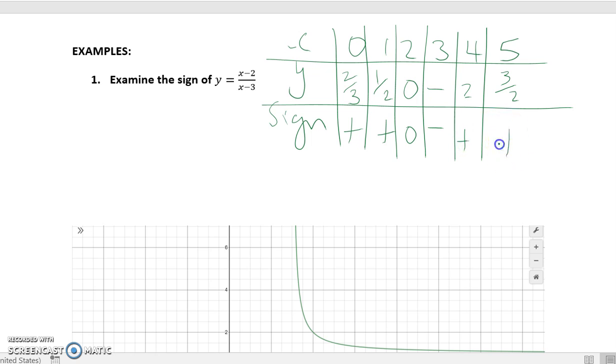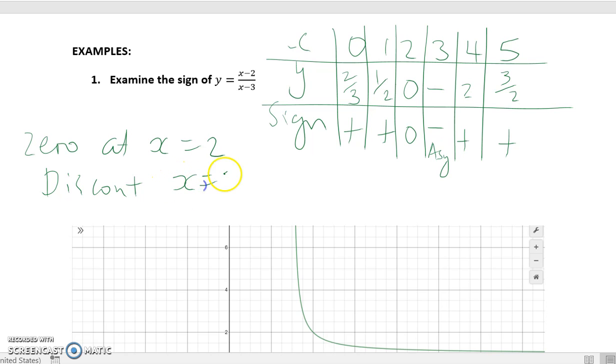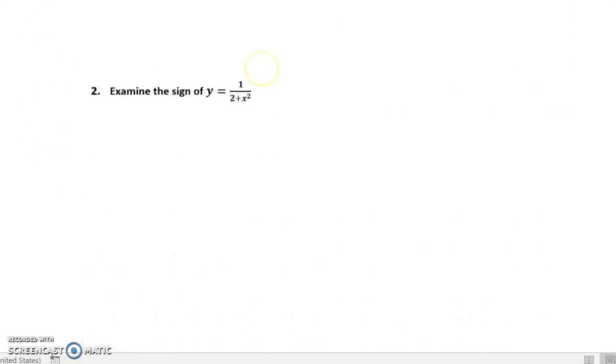Just remember this doesn't mean negative, it means there's an asymptote there. So this one basically tells you that you've got a 0 at x equals 2. You've got a discontinuity at x is 3, because that's where your asymptote was. When you plugged it in, you can't have a 0 on the bottom. Okay, so that's pretty much all you have to do for that. There's no need to graph it in year 11.